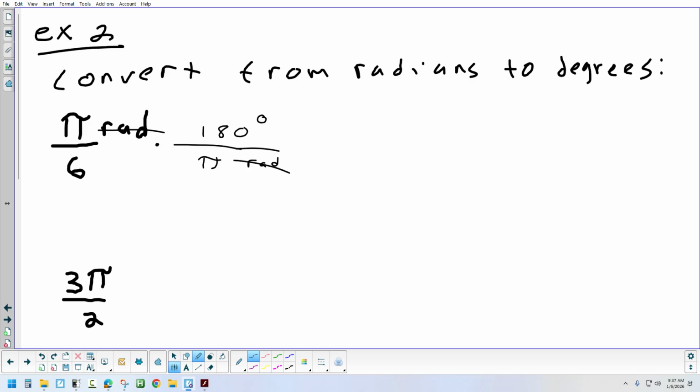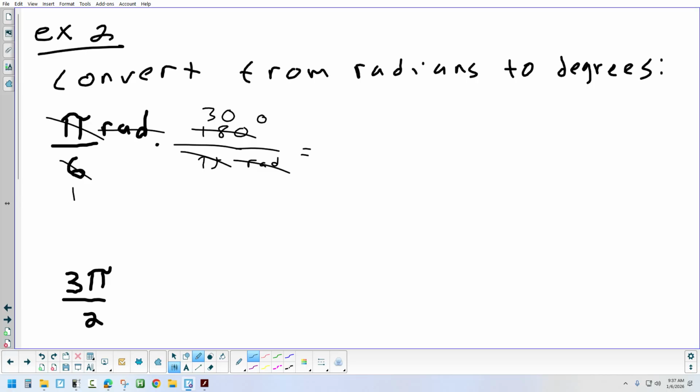But what else cancels? Well, we can reduce, yes, but there is something else that cancels completely. Yeah, the pi. And now we can reduce what you said. 6 goes into itself once. And how many times does 6 go into 180? Yeah, just think of 6 into 18 and add a 0. 30. Yeah. So what do we get for a final answer?